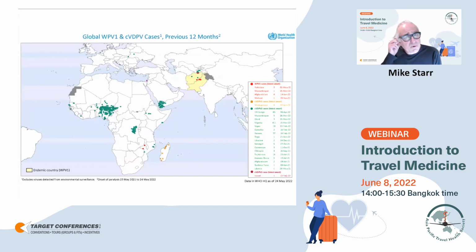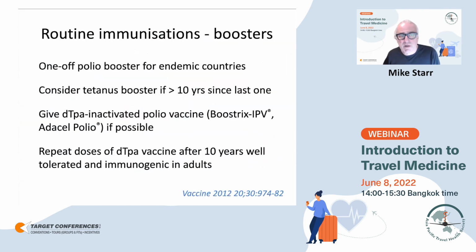Importantly, for people going to countries in the Middle East and Africa where there are cases, we should make sure that they've had a booster dose. And in terms of the routine immunisations and boosters, for people going to endemic countries, it's worth giving the one-off polio booster, as I mentioned. It's worthwhile considering whether someone is up to date with their tetanus boosters, whether they have had diphtheria and all of the other vaccines, and considering one of the inactivated vaccines that includes diphtheria, tetanus, pertussis, and polio.